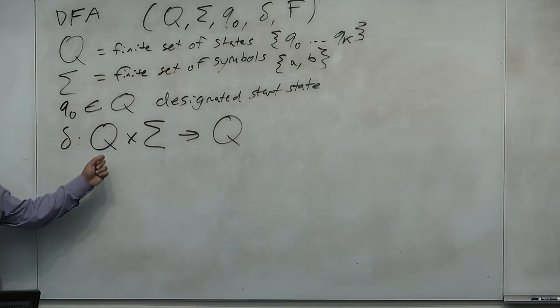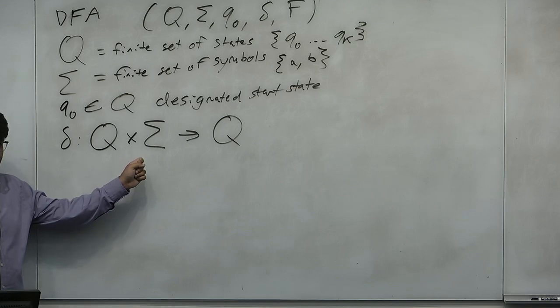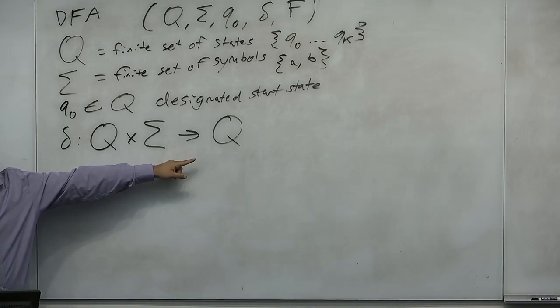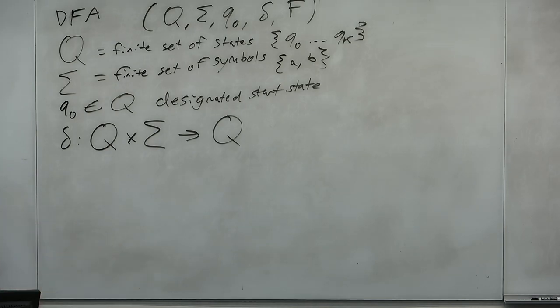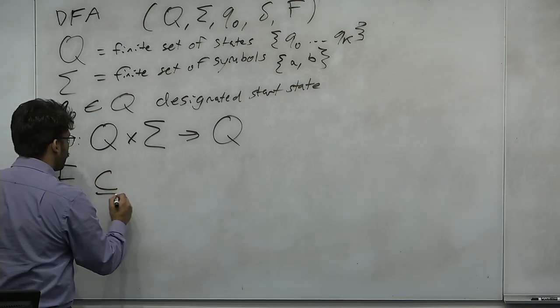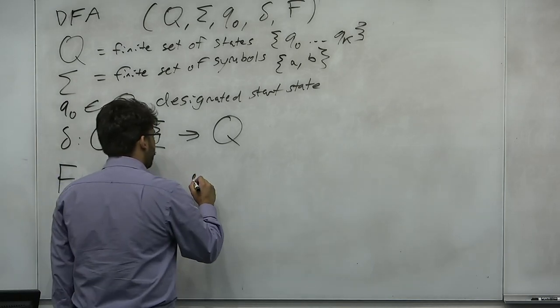It takes on a single state, a single symbol, and outputs a single state. When we define DFAs, we'll understand this more rigorously, but this is the formal definition of what the transition function is. The transition function moves you from state to state as you read symbols. Finally, F is just some subset of Q, the accepting states.